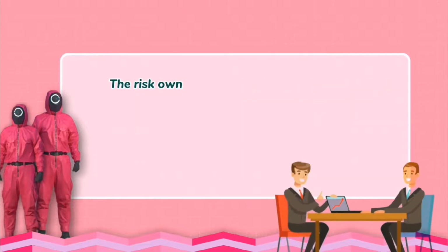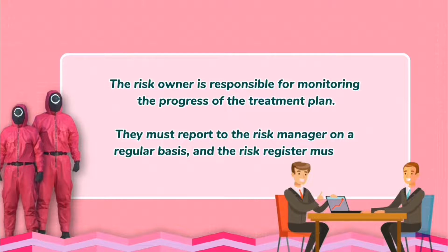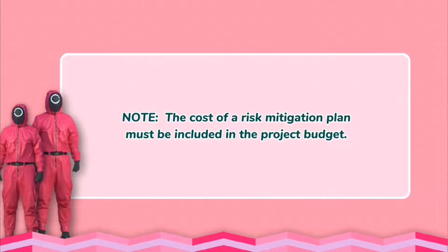The risk owner is responsible for monitoring the progress of treatment plan. They must report to the risk manager on a regular basis and the risk register must be kept up to date. Note: the cost of a risk mitigation plan must be included in the project budget.